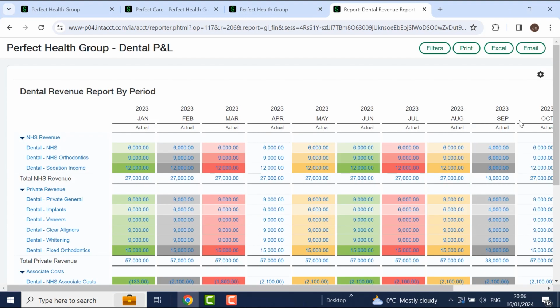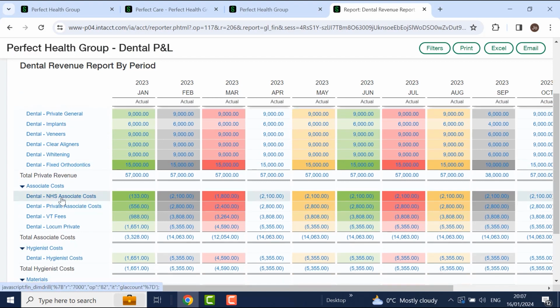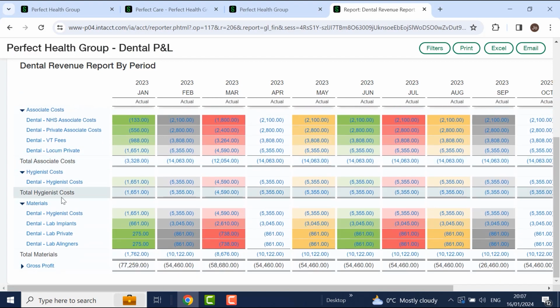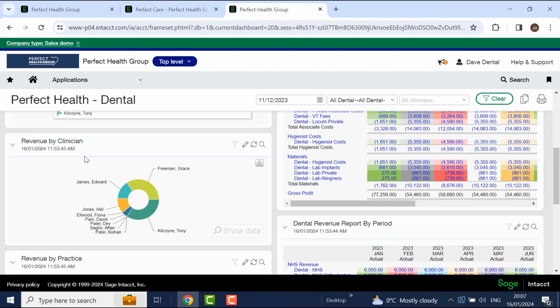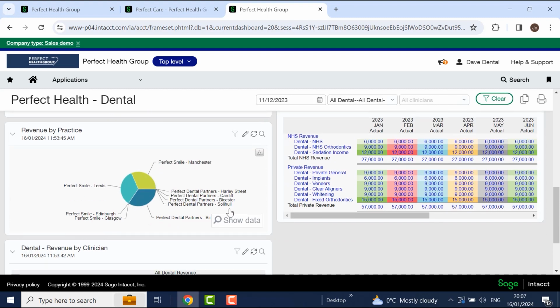So we can see January through to December, our NHS revenue broken down by revenue line, our private revenue broken down by revenue line, associate costs, hygienist costs, materials, all the way down to gross profit. We can also see revenue by dentist or clinician, so we can see who has actually brought in the most amount of revenue. We can also see that by practice as well, so we can see which of my practices or locations have billed the most this month.